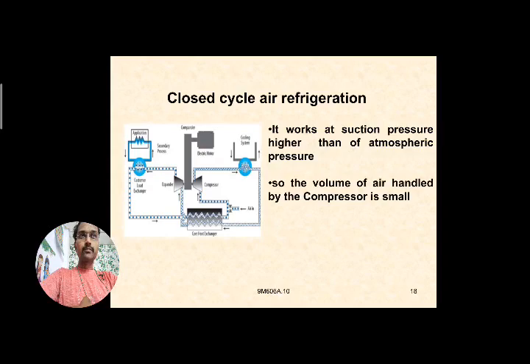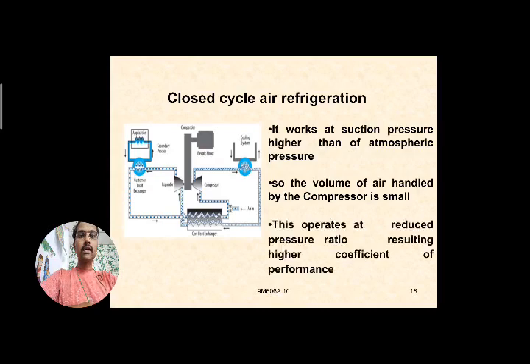What happens here is that whenever the pressure is equal to atmospheric pressure, as in the open cycle, the volume occupied by the equipment is more for the same per kg of air. Whereas in the closed cycle the volume occupied by the equipment is less, so the air handled by the compressor is small. So instead of bulky equipment, the size of the equipment may get reduced and the cost of the equipment may also reduce. This is one advantage of closed cycle air refrigeration.